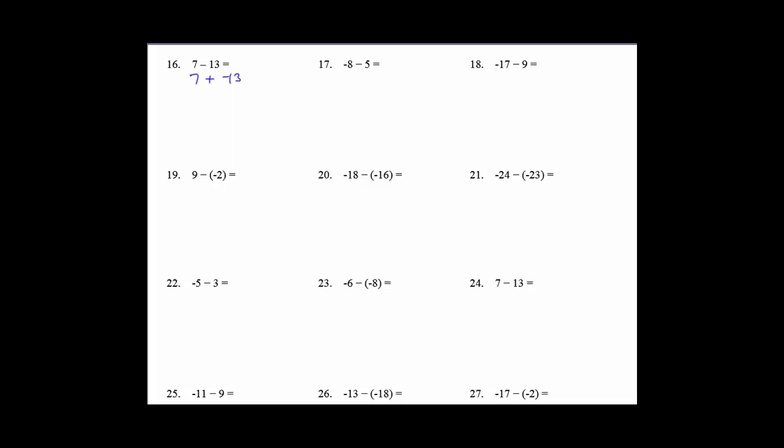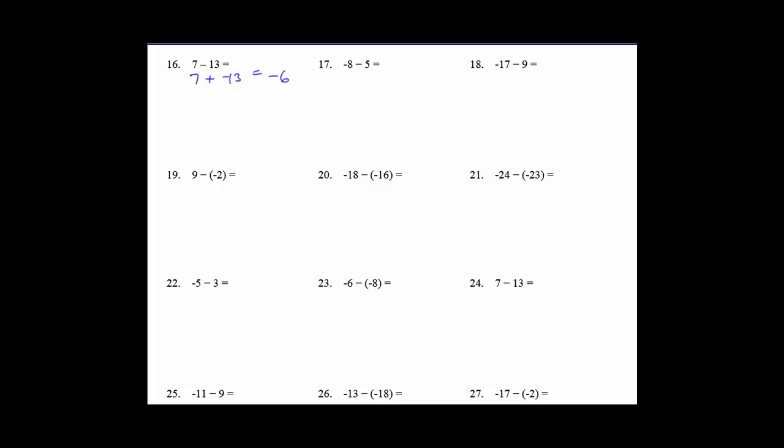In other words, let's just rewrite 7 minus 13 as 7 plus negative 13. Now the problem makes a little bit more sense. We've got 7 hot cubes and we're adding in 13 cold cubes, so the 7 hot ones will cancel out 7 of the cold ones, and we will have 6 cold ones left for an answer of negative 6.